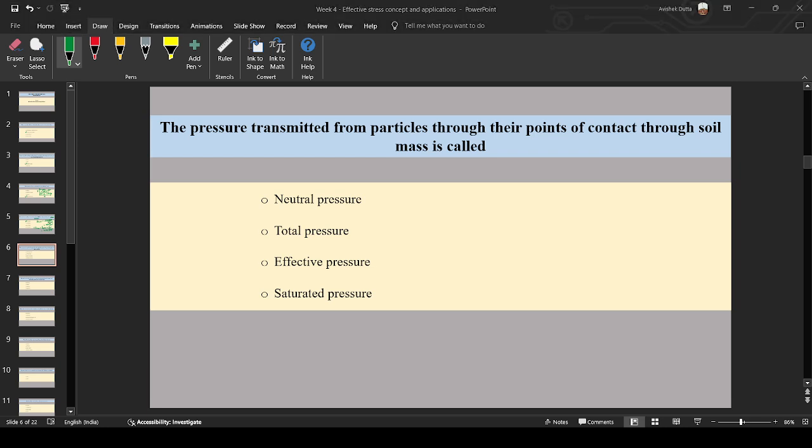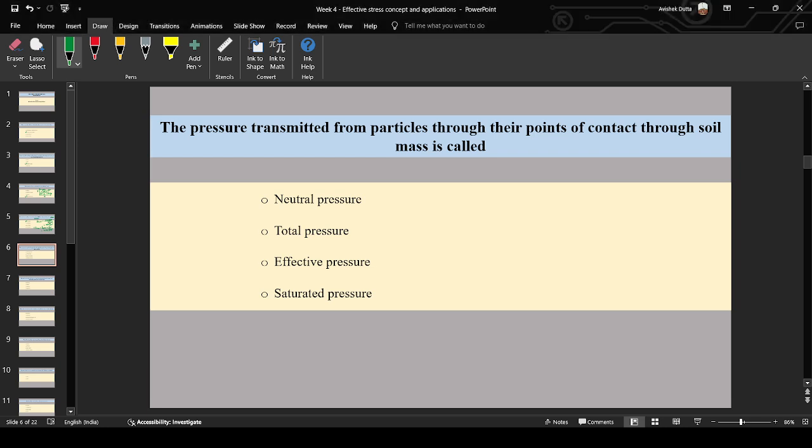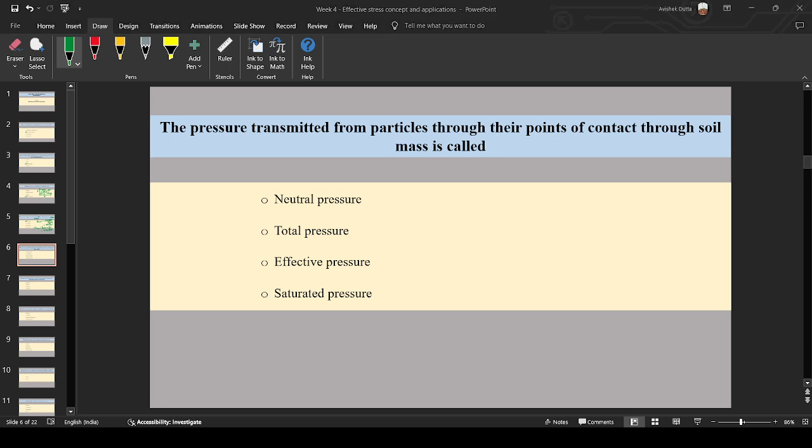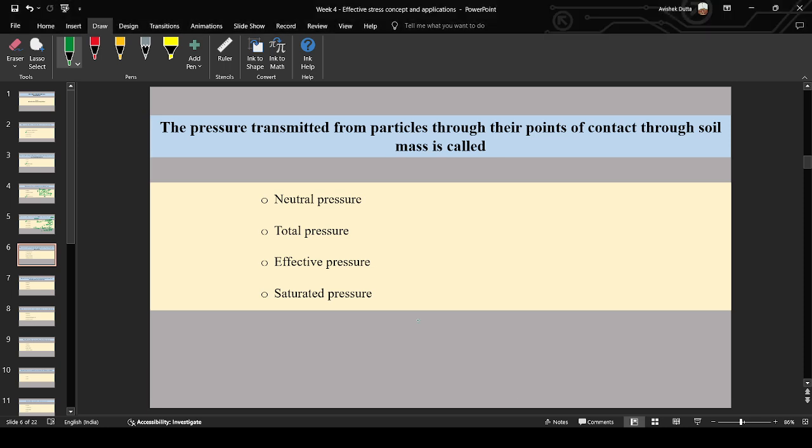The pressure transmitted from particles through their points of contact through soil mass is called effective pressure. There is a grain to grain transfer of pressure in a soil mass. Neglecting the moisture or water present, only the grain to grain transfer of pressure through the soil mass is called effective pressure.